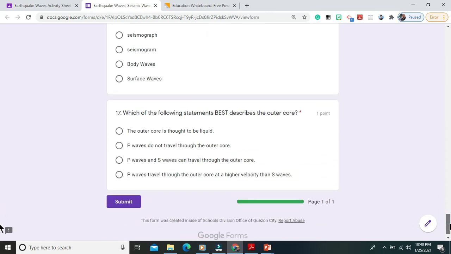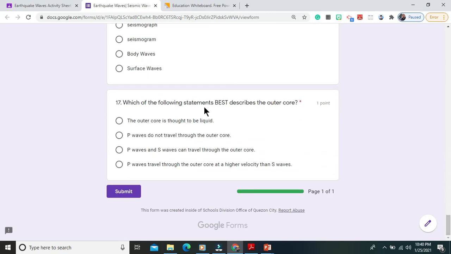Question number 17. Which of the following statements best describes the outer core? The correct answer is the outer core is thought to be liquid.